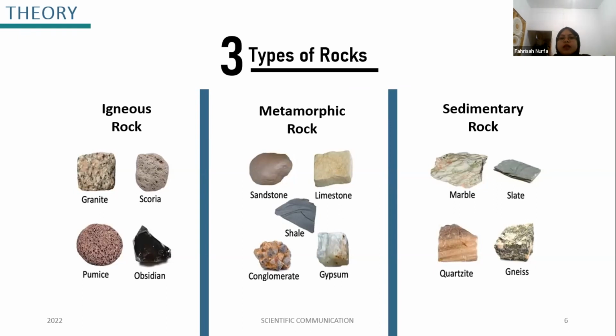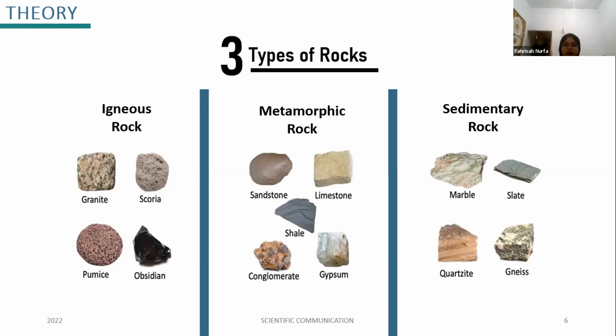The second is metamorphic rocks. These rocks are the result of mechanical, thermal, and chemical change from igneous rocks. And the third is sedimentary rocks. These rocks are derived from weathering of rocks due to tectonic activity or because of chemical, physical, and biological processes.